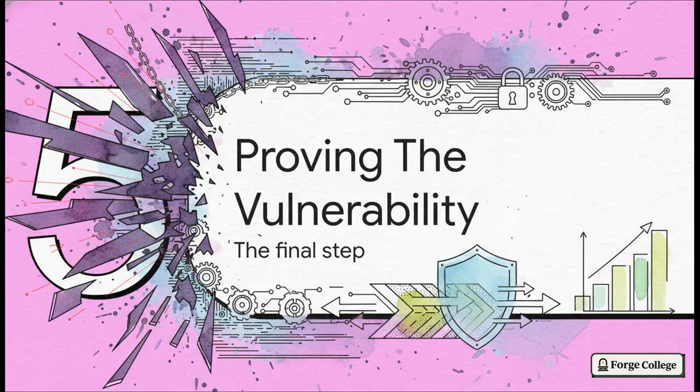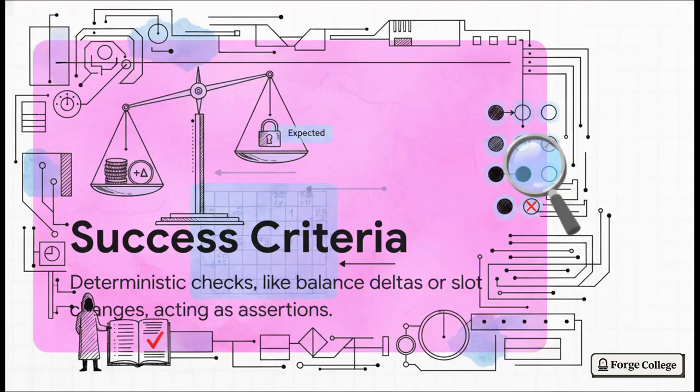Which brings us to our final part, section 5, proving the vulnerability. So we've built the script. How do we actually prove to stakeholders that this is real? Well, the crucial point is this. Your success criteria absolutely must be deterministic test assertions. We do not rely on a gut feeling that the state looks wrong. We need exact math. If the attacker's balance didn't increase by the precise expected delta, or the target storage slot didn't flip exactly as predicted, your simulation assertion should fail.